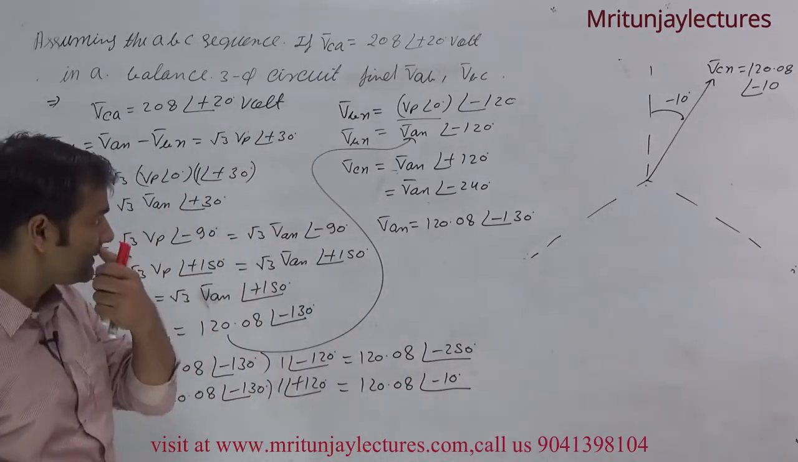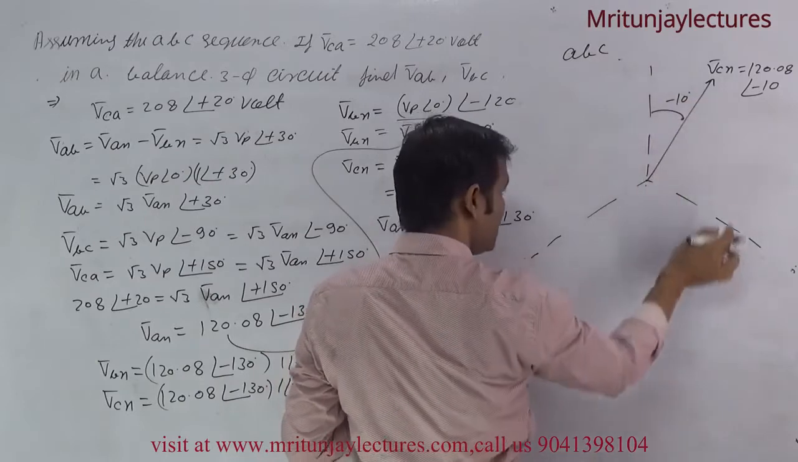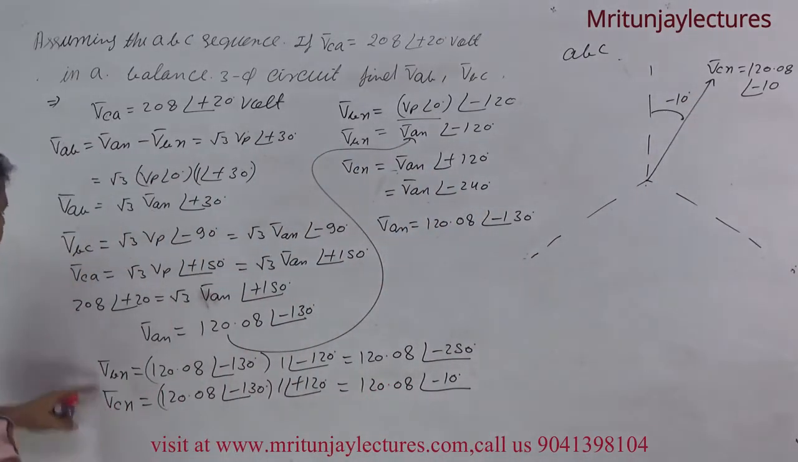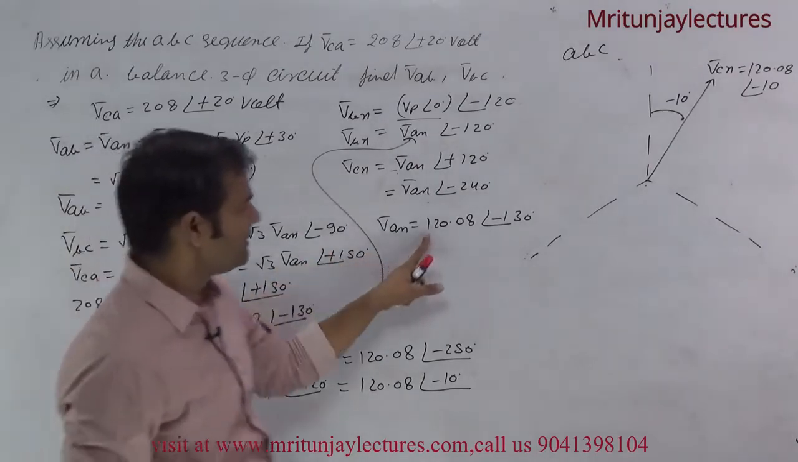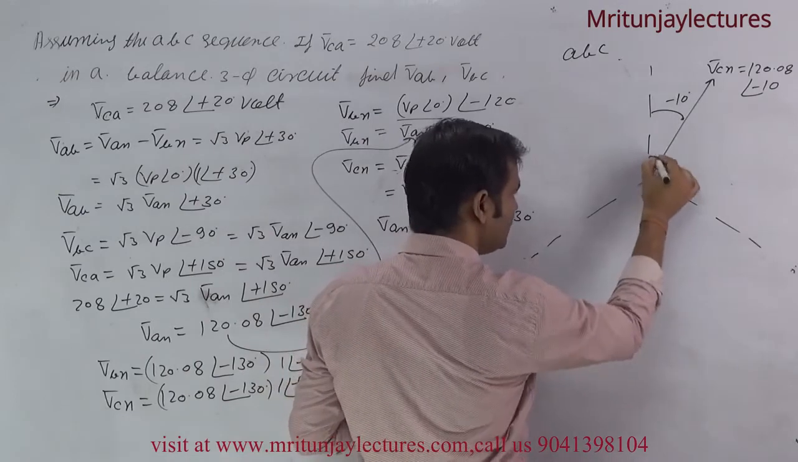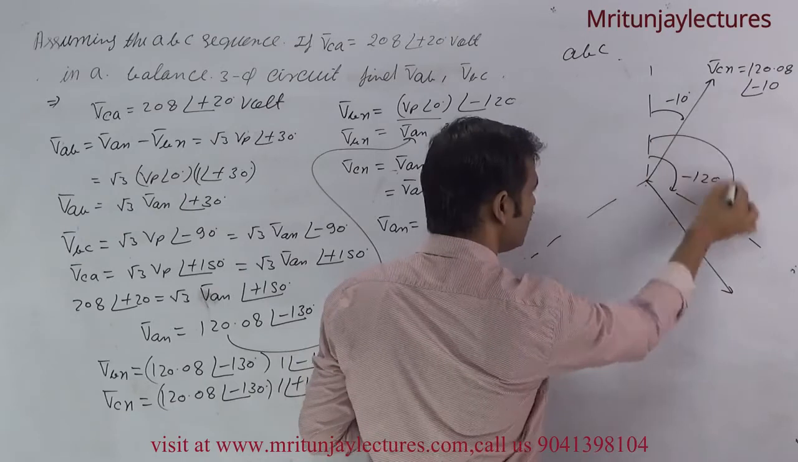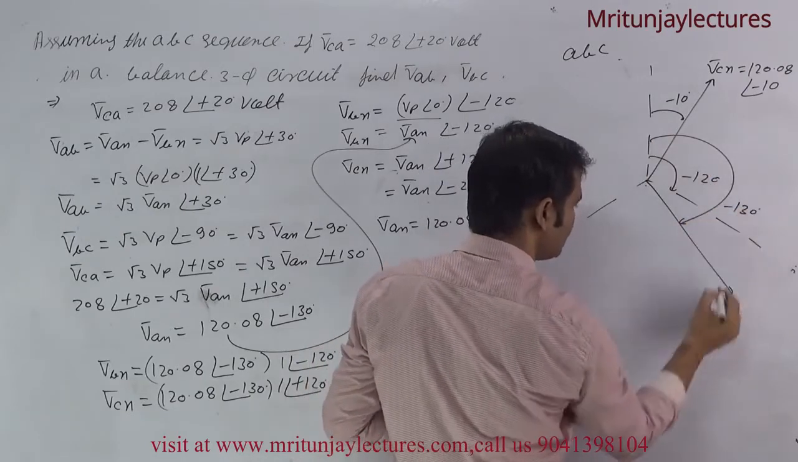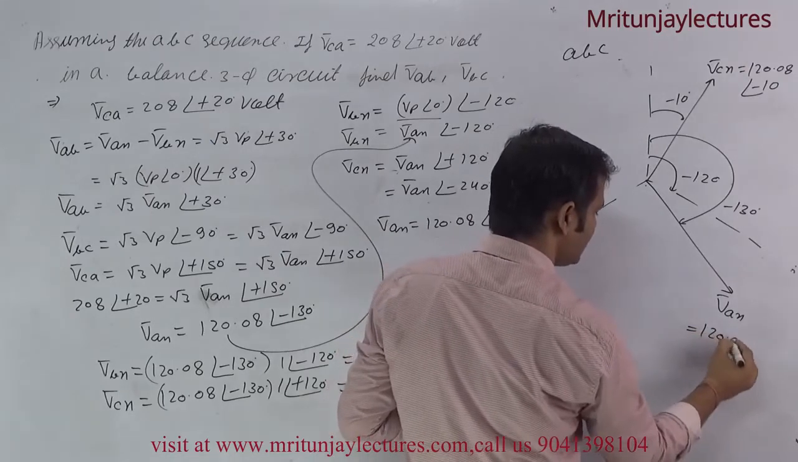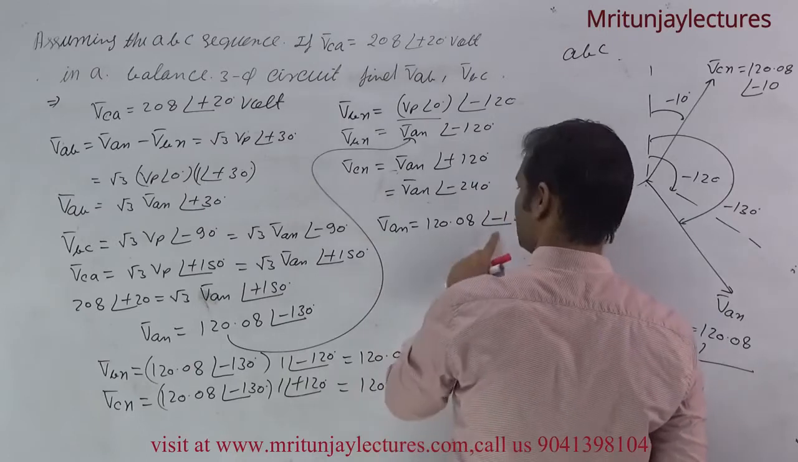After that A, because the phase sequence is ABC, that's why C, after that A. What about AN? AN is minus 130. So this one is minus 120. What about AN? AN represents here 120.08 at the angle minus 130.